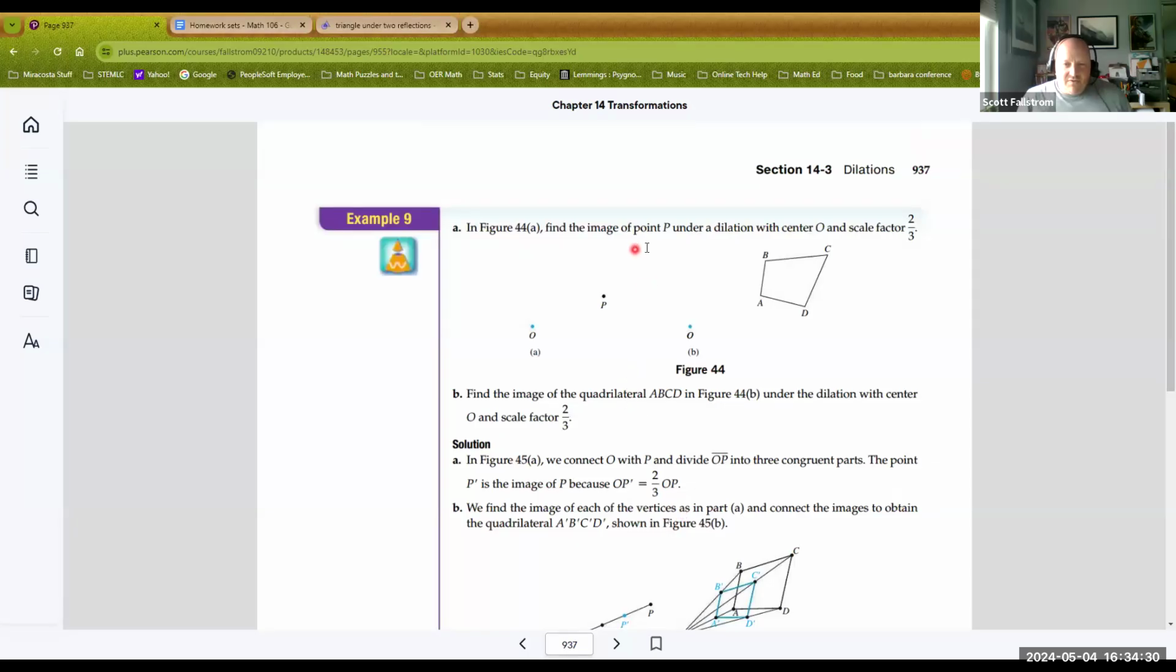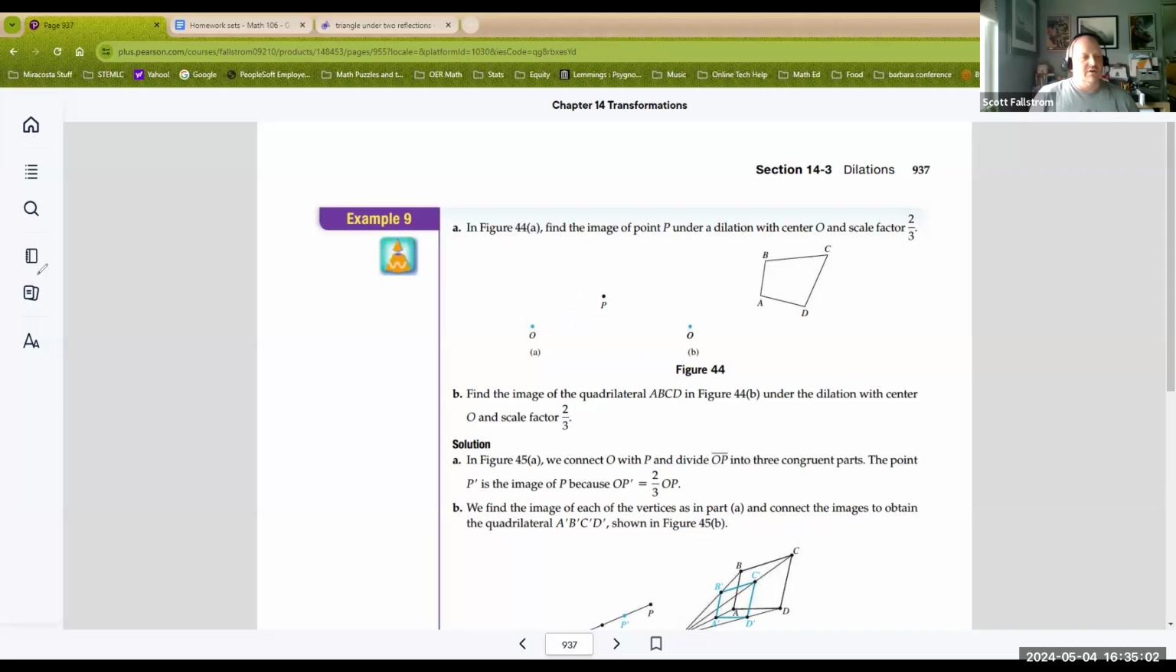Next, it says find the image of point P under a dilation with center O and scale factor of 2/3. Again, if you're really looking to do things like this, you can do them on GeoGebra, but you can also practice them here. If I want to go from O to P, so this is the center, and then I want to break this line into thirds and say the scale factor is 2/3. So here would be the new P prime.